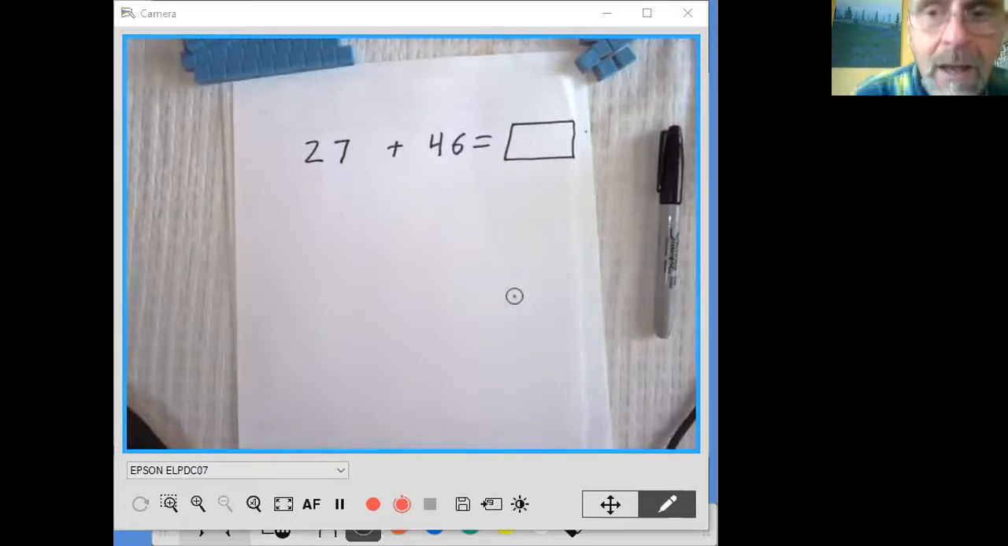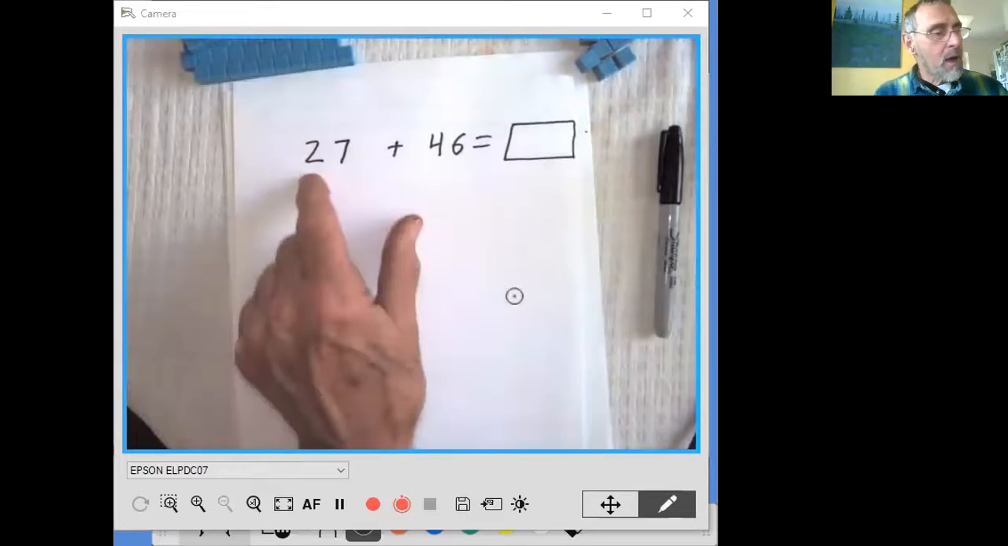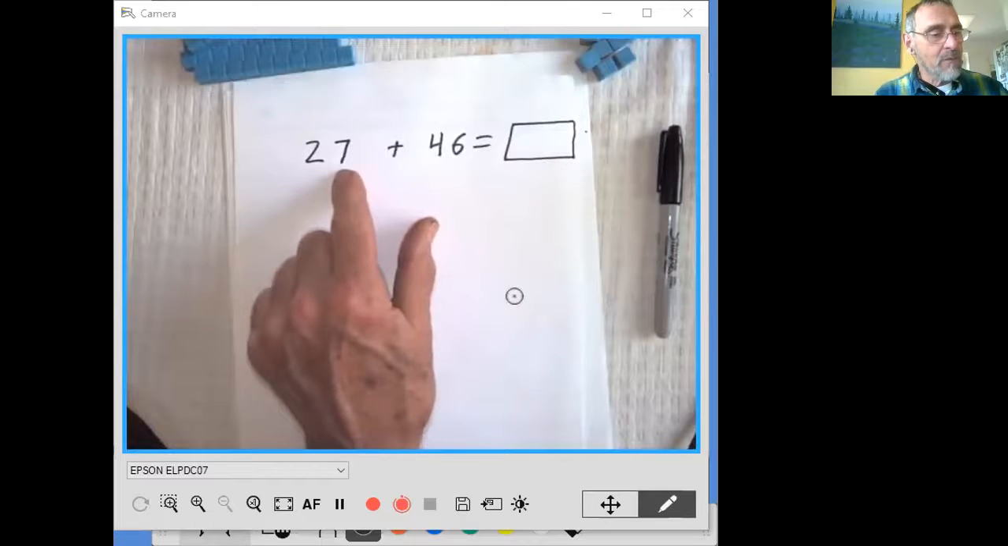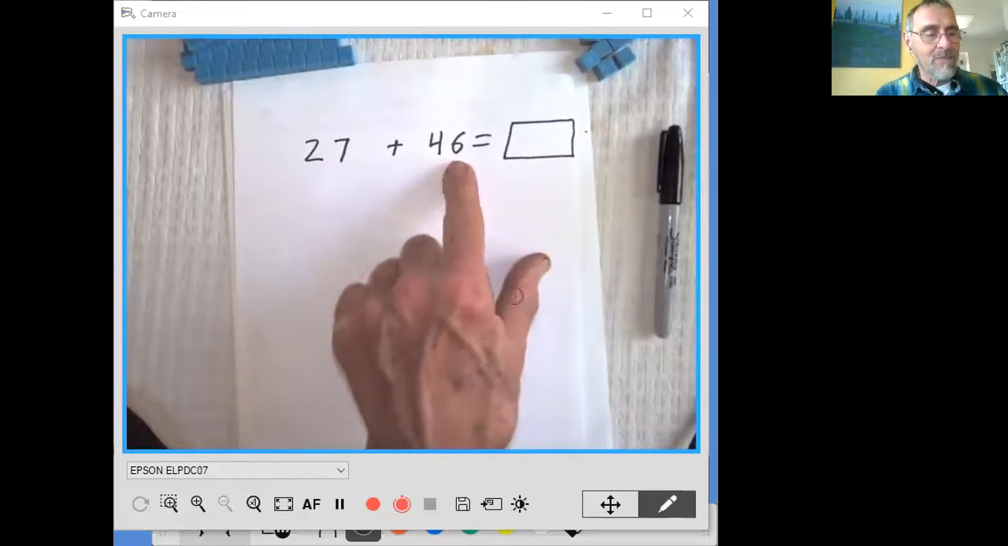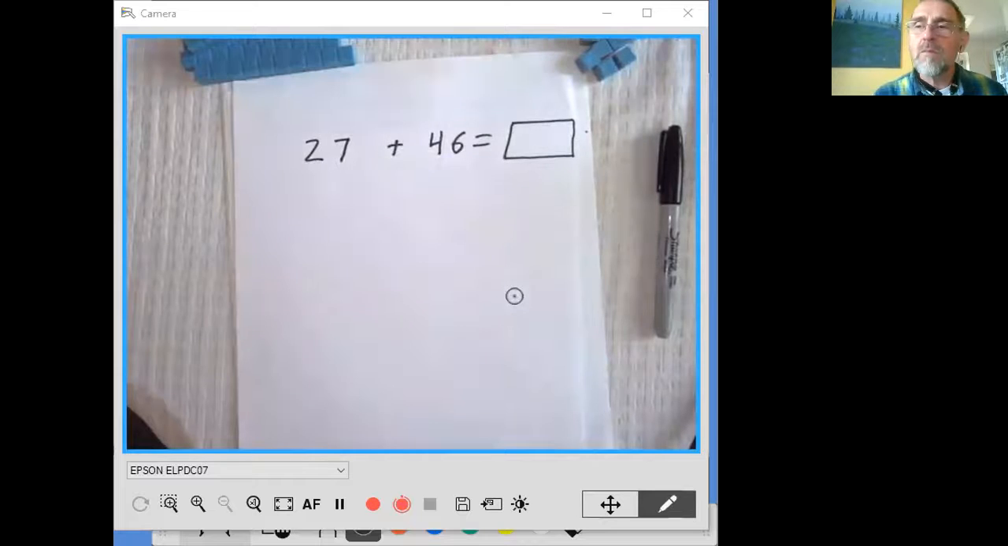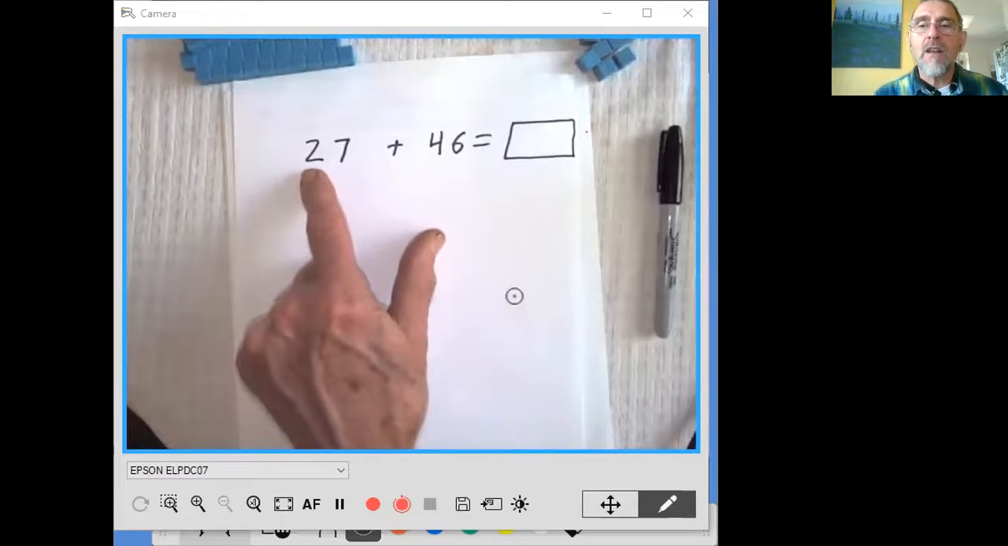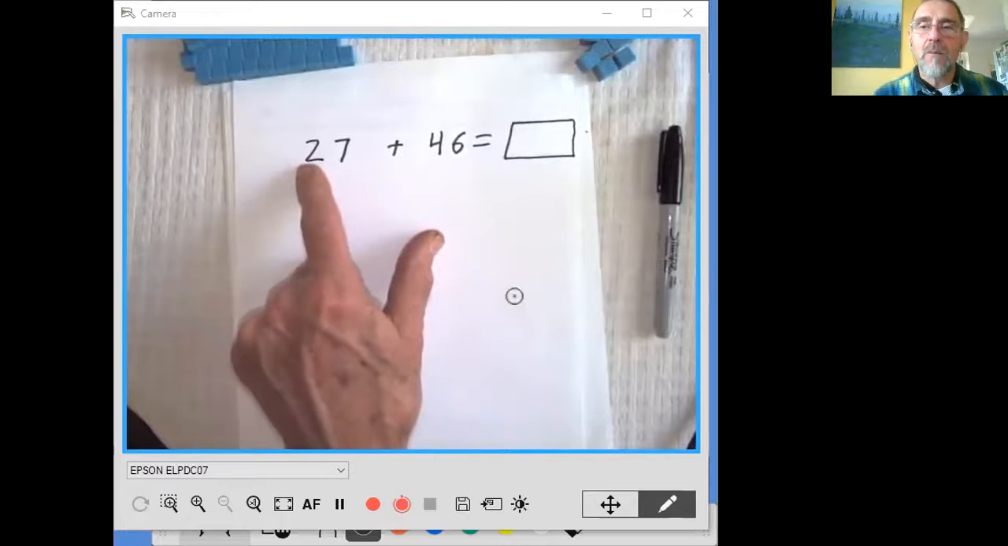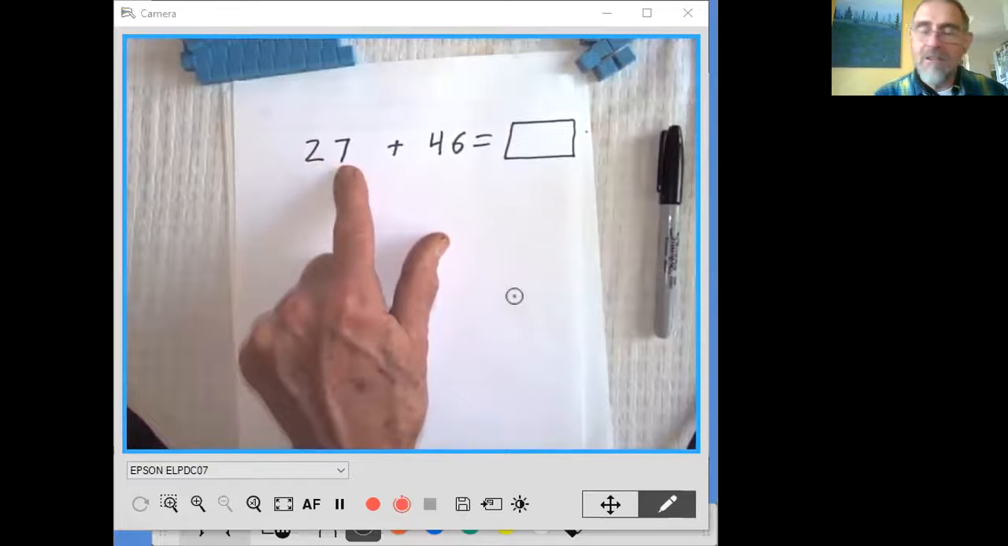So here I have a little math problem. I'm going to add 27 plus 46 and find out what I get as my answer. So let's think for just a moment. You may remember that in any two-digit number, the number on the left stands for the number of 10 sticks, and the number on the right stands for the number of ones.